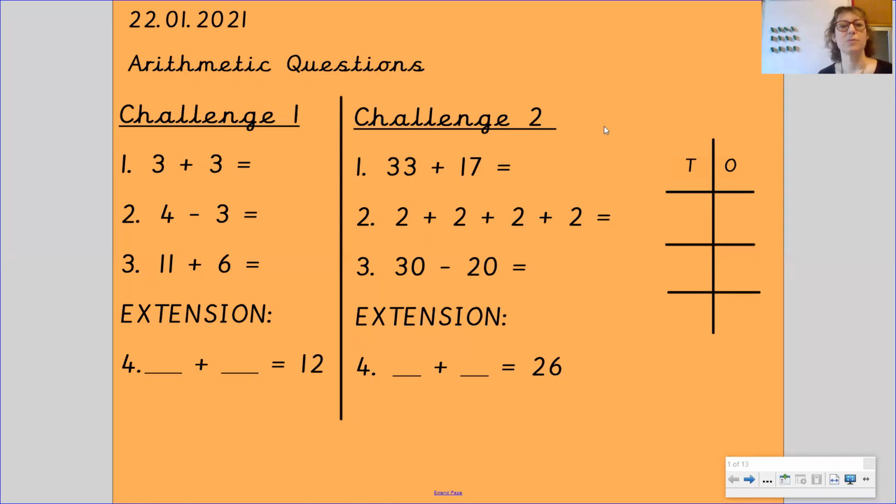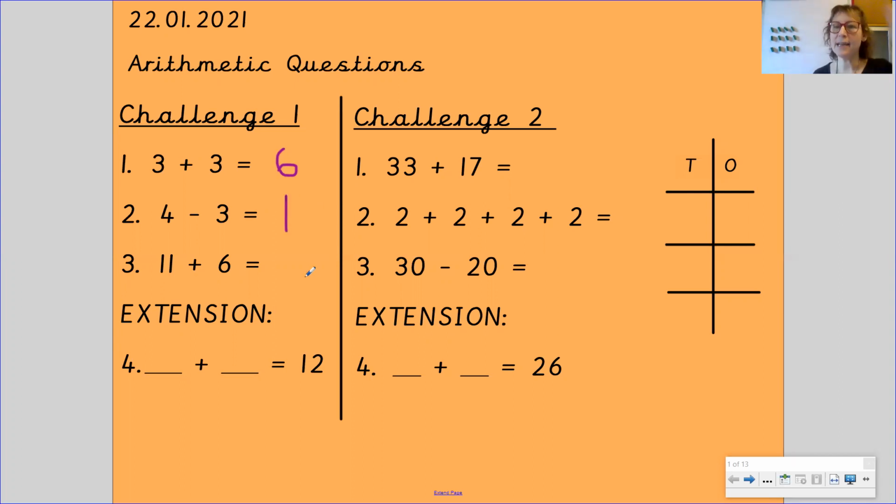Let's start with challenge 1 then. So 3 add 3. 1, 2, 3 more is 6. Pen would be better, wouldn't it? 6. 4 take away 3. So I've got my 4. I'm going to take away 3. 1, 2, 3, and I'm left with 1.